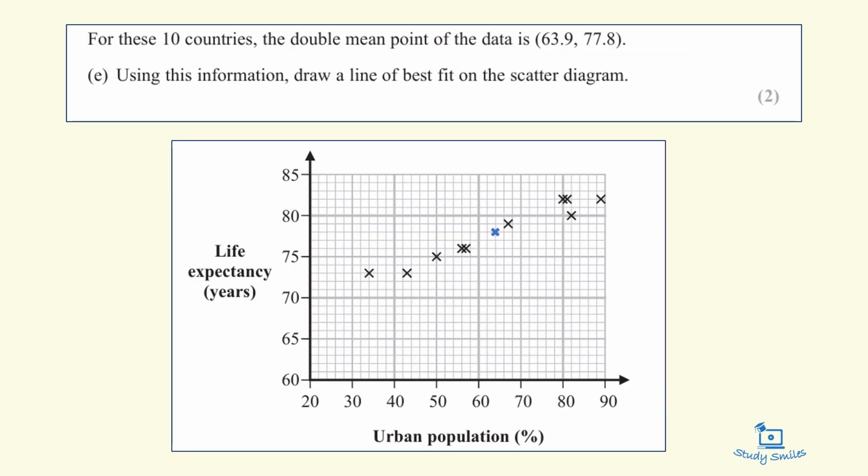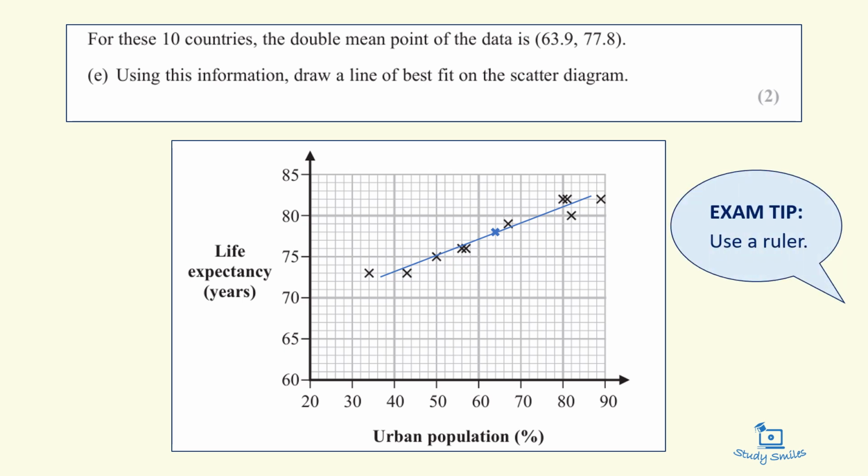For these 10 countries, the double mean point of the data is 63.9 by 77.8. And part E says, using this information, draw a line of best fit on the scatter diagram. So the first thing to do is to plot the double mean. So we plot it at 63.9 along the horizontal x-axis and 77.8 on the vertical y-axis. And then draw a straight line of best fit through this mean point. It is essential to use a ruler to draw a line of best fit and be as accurate as possible.